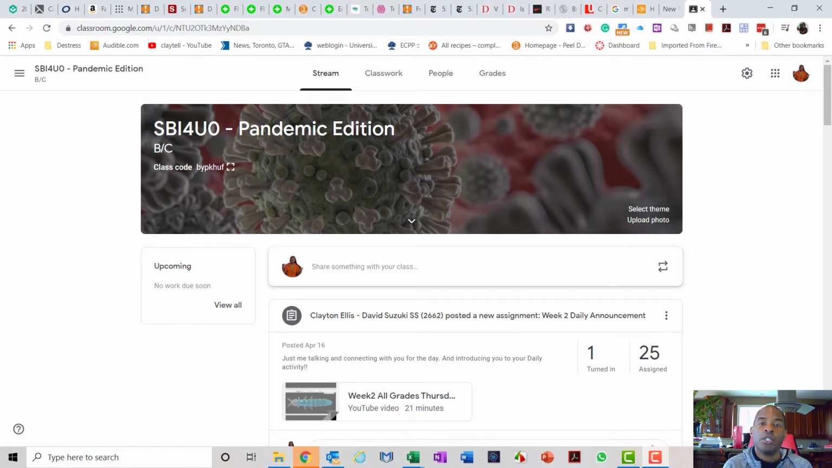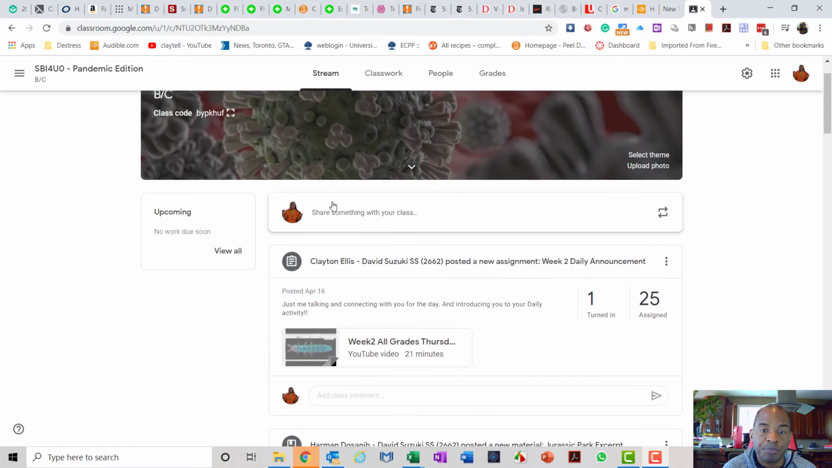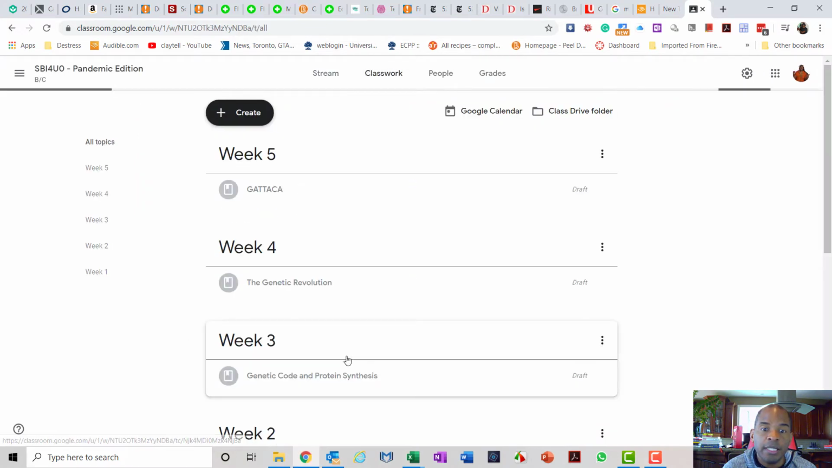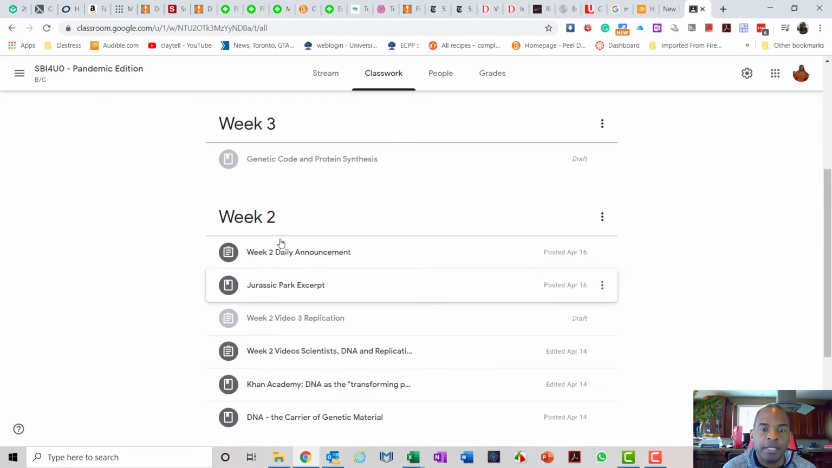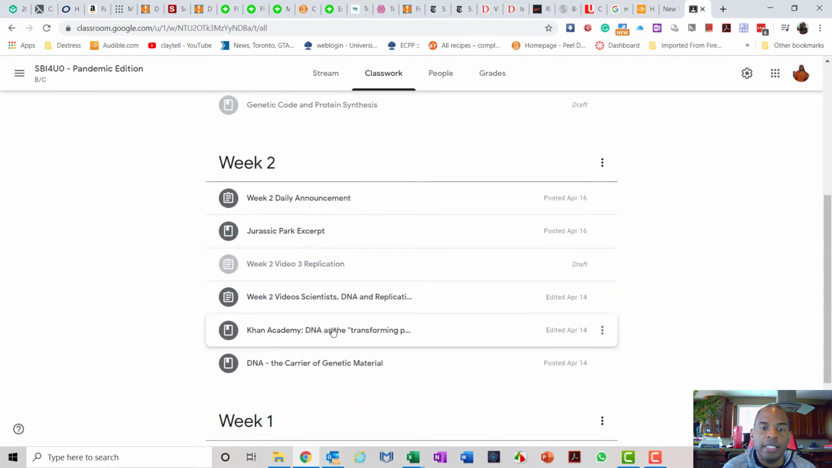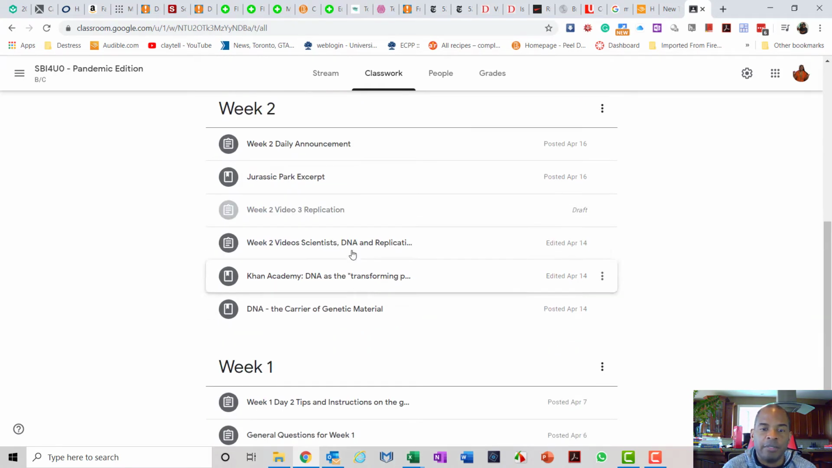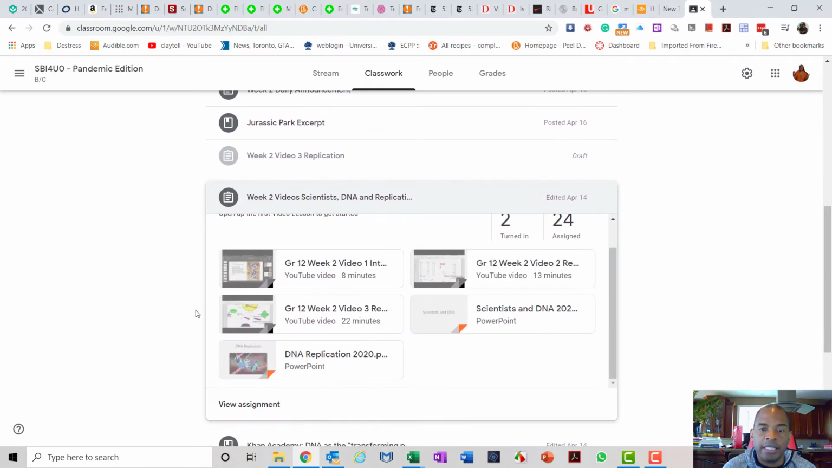In terms of what you had to do for us this week, it really was just looking at a lot of documents. I'm going to go to our course here under classwork and pandemic. Week 2, we had all the information, right? So we had the information about the scientist, information about replication, and I mentioned Sanger sequencing.